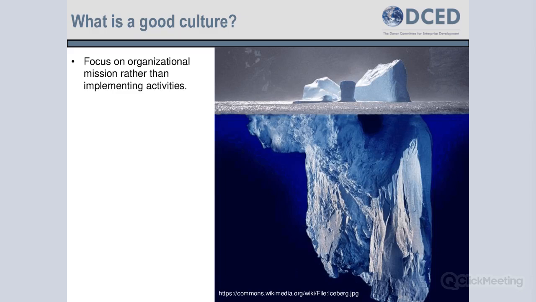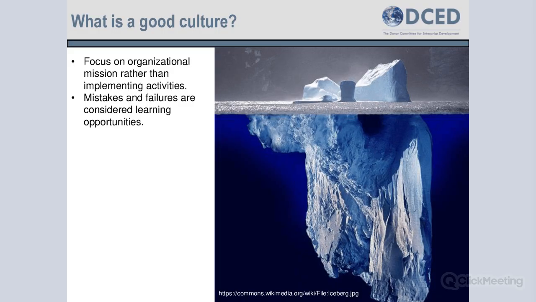So I think of it a bit like an iceberg. You can see the tip of it, but there's a lot more underneath the surface that's invisible. I wanted to quickly highlight a couple of features of a good culture. Firstly, people in the organization have the focus on the organizational mission rather than just implementing activities. So they're not thinking just about how to get their activities done, how to get a training session organized, but they're also thinking about how they achieve their overall organizational gains. This might be increasing jobs, it might be pro-poor agricultural opportunities, whatever it is, it's something which informs their day-to-day work.